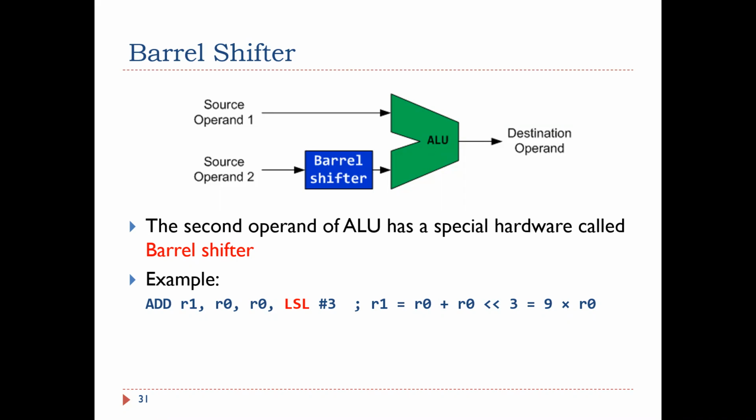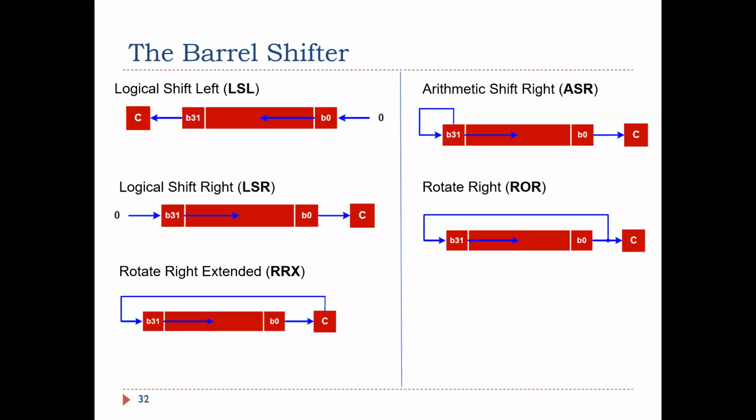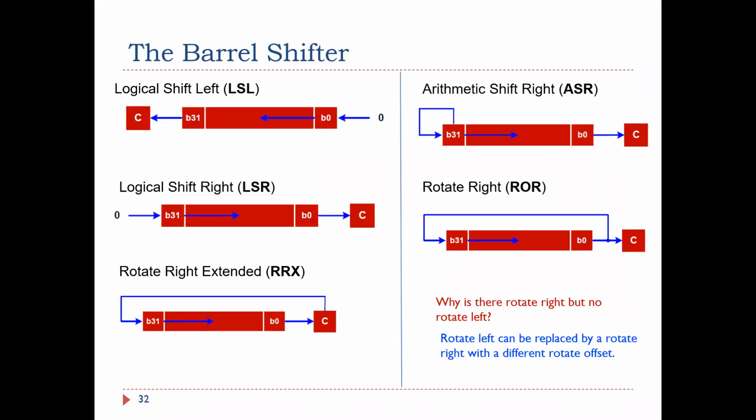So the second operand of the ALU has a special hardware, called the barrel shifter, and that helps to execute instructions that could otherwise run in the multiplier. So that makes it faster. So what are the instructions that we have available for the barrel shifter? This is an example here.